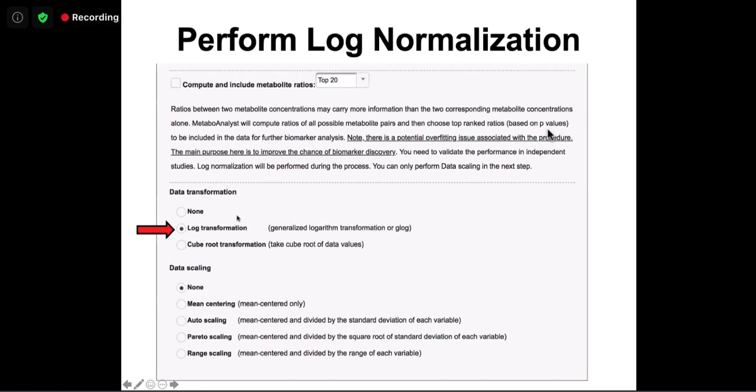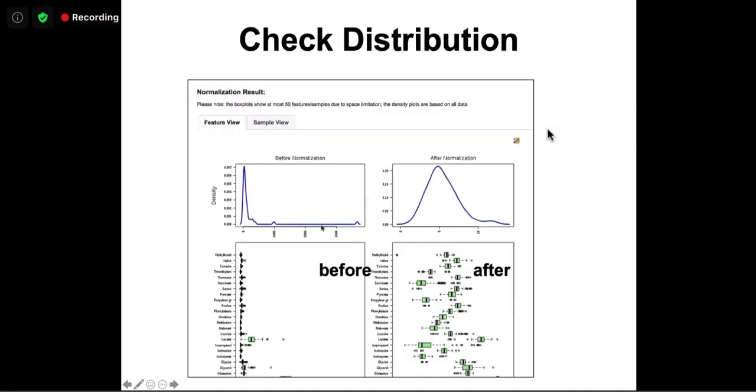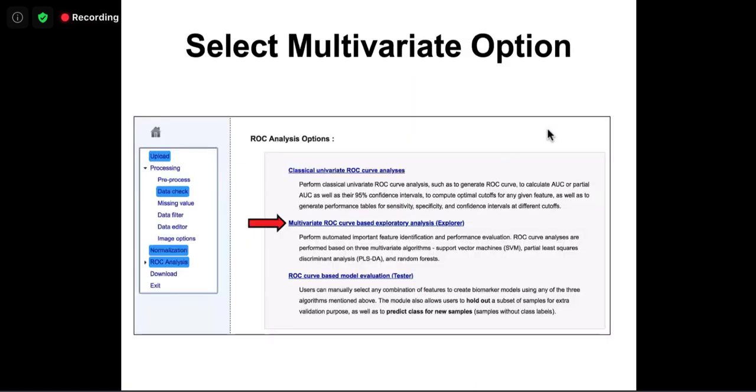Let's move on to the log normalization. We didn't use the ratio here, that's a different story. We just use the simple ones and want to explain how it works. So we do a normalization, and auto-scaling with log looks very good afterward. We don't do the classical analysis, we're just doing a multivariate ROC curve.